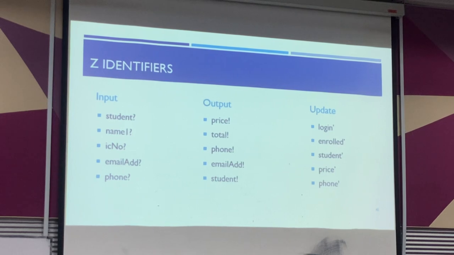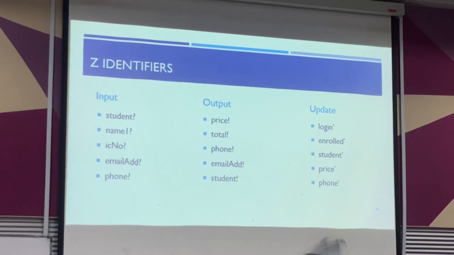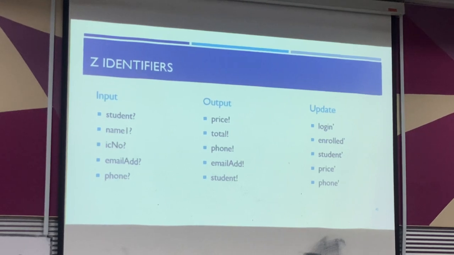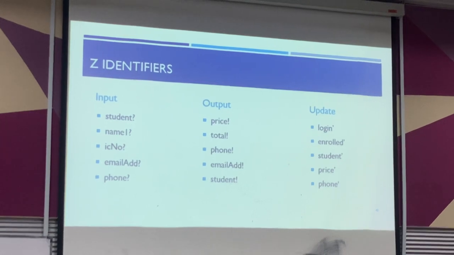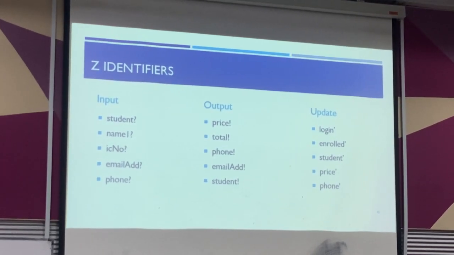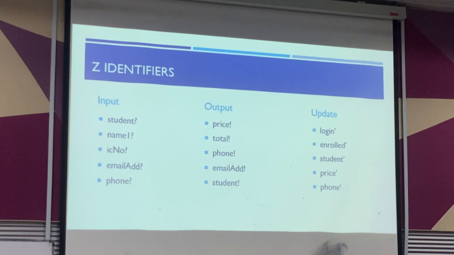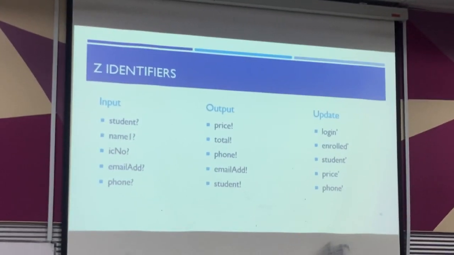You can have student question mark, you can have student exclamation mark inside the same place, because question mark means input, exclamation mark means output. So I can have student question mark, student exclamation mark, student prime together inside my system there. It doesn't matter because the symbols will show differently. You can use the same variable name there, no problem, just don't get confused. If you want to show output but you use an input variable, then it's wrong already.